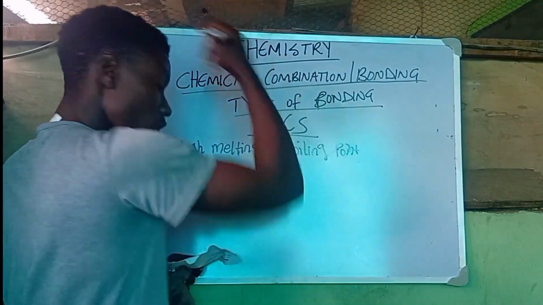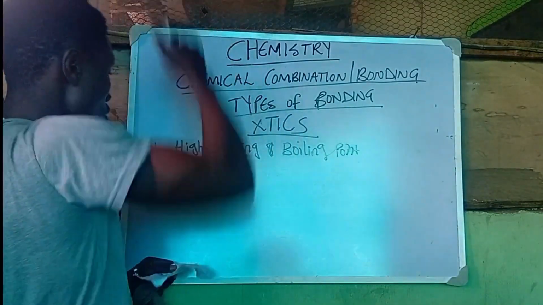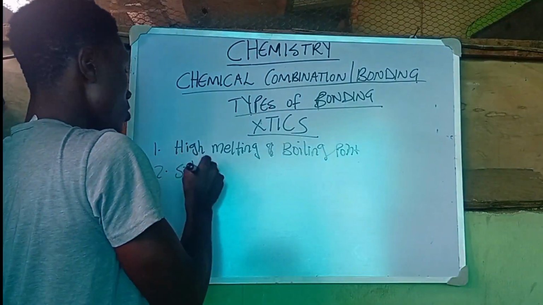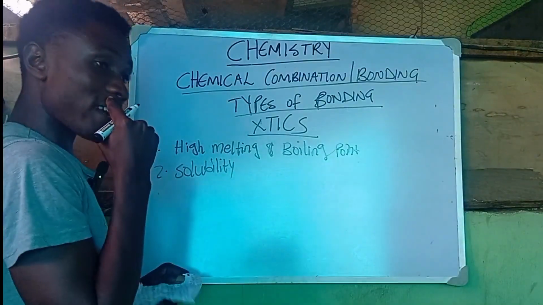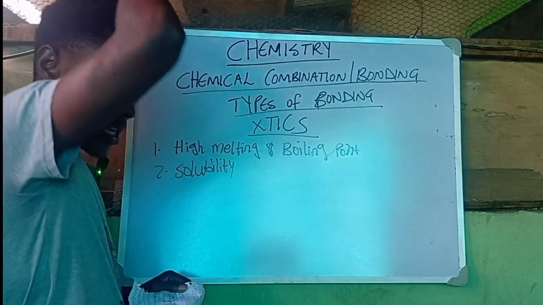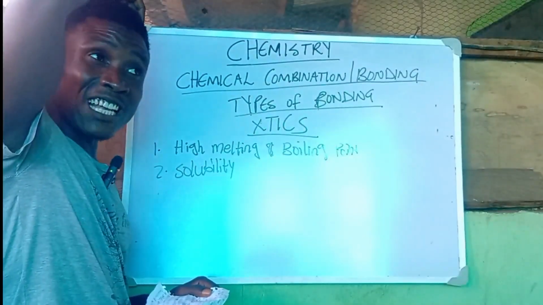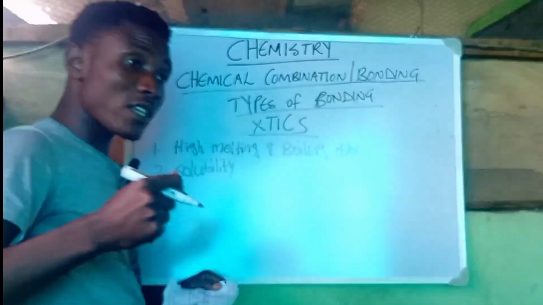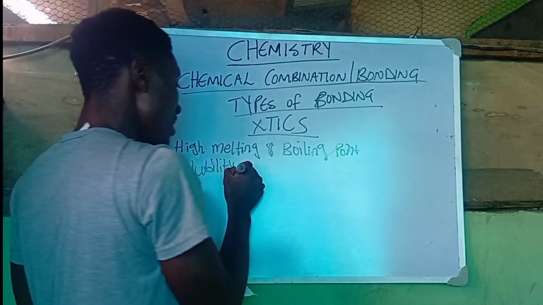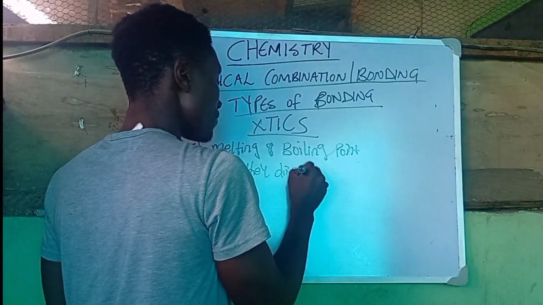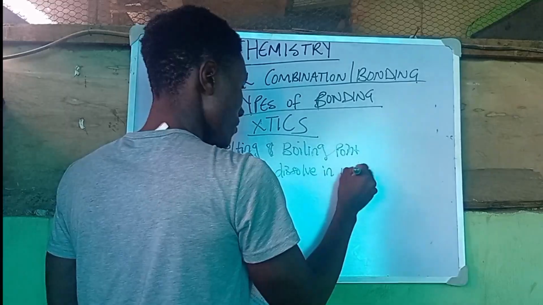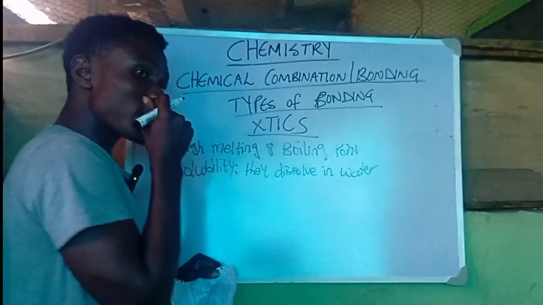We also have solubility, right? It's soluble. So we say solubility. Now note that electrovalent bonding, or an element that undergoes electrovalency, dissolves in water. So when we say solubility, they dissolve in water. Using a popular example, which is sodium chloride.